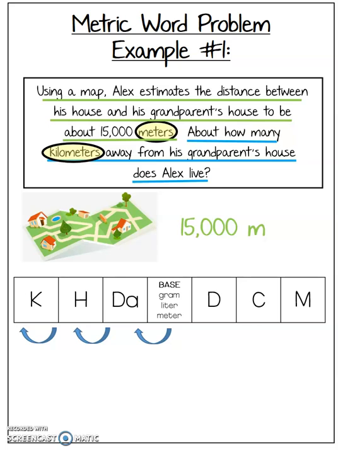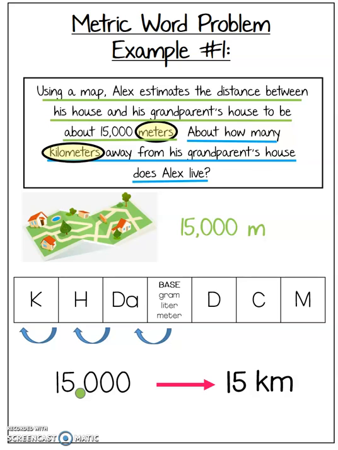So I'll do the same thing with the decimal point in my number. On the number 15,000, and on any whole number, there is a decimal point on the end. So I can shift that decimal point 3 spaces to the left to show moving from meters to kilometers. That means that 15,000 meters is the same as 15 kilometers. So Alex lives about 15 kilometers away from his grandparents.